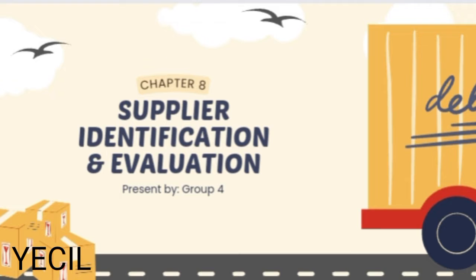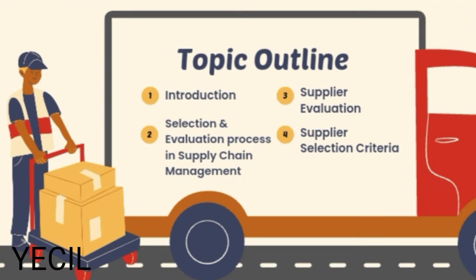And together with my group mates, we are going to discuss Chapter 8, which is supplier identification and evaluation. So, here is the outline of our topic. First is introduction. Next is the selection and evaluation process in supply chain management. Next, the supplier evaluation, and last is the supplier selection criteria.